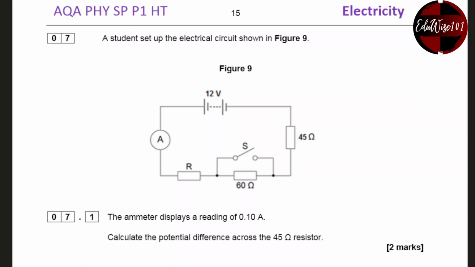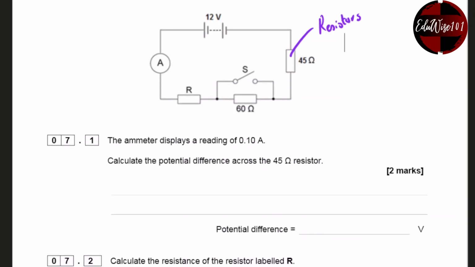Now these are your resistors. A 45 ohm resistor, a 60 ohm resistor, and one labeled R, and that's your ammeter, which is supplied by a 12 volt battery, because it's not a cell, each of them is a cell, so this is a battery, and because they are all one after each other, they are in series, and S is actually the switch. The ammeter displays a reading of 0.10 amps. So the ammeter reading is 0.10 amps.